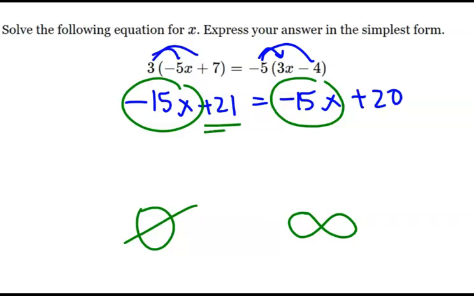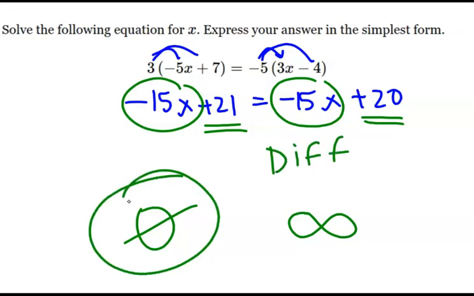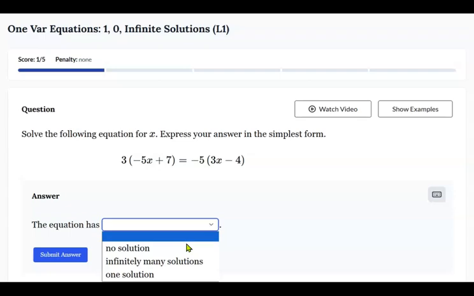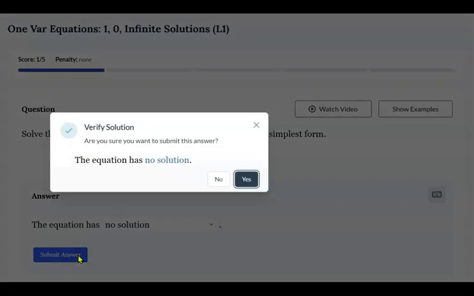The next thing I need to do is look at my constants. The constants are different. And if they're different, that means there is no possible solution. So this time, when I click on the drop-down menu, I'm going to say there are no solutions.